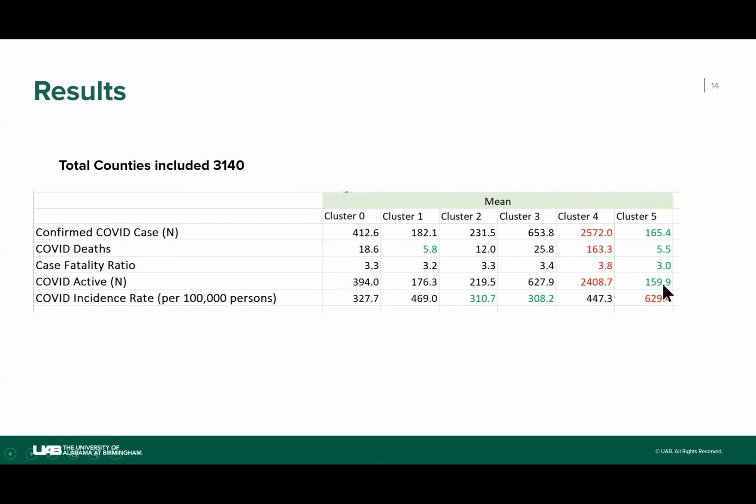in the absolute numbers. But if we focus on the incidence rate, which is reflective of the population density as well, you see that cluster 5 is performing badly. And though we didn't really see a clear distinct pattern within the other clusters, they do seem to fall in the spectrum between 4 and 5.